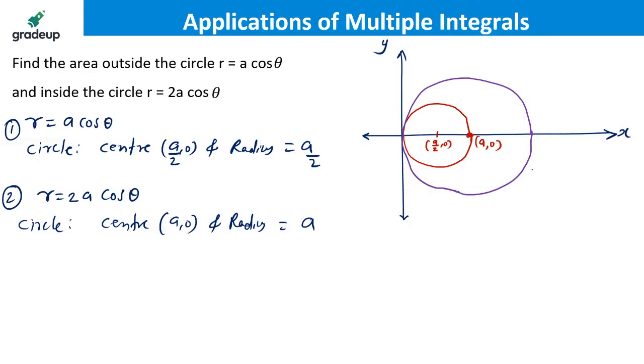See, look at this, this outer circle is r equal to 2a cos theta, and this inner circle is r equal to a cos theta. Take care. Now find the area outside the smaller circle and inside the bigger circle. Okay, so I will shade the region.